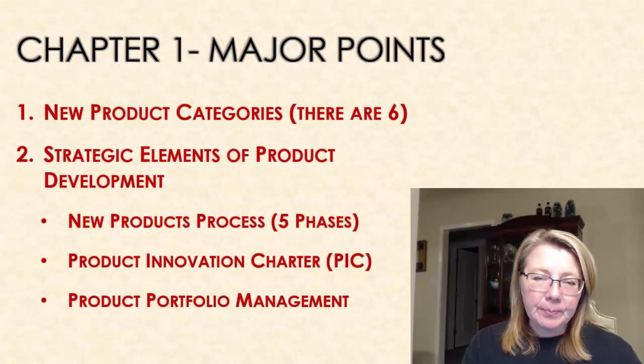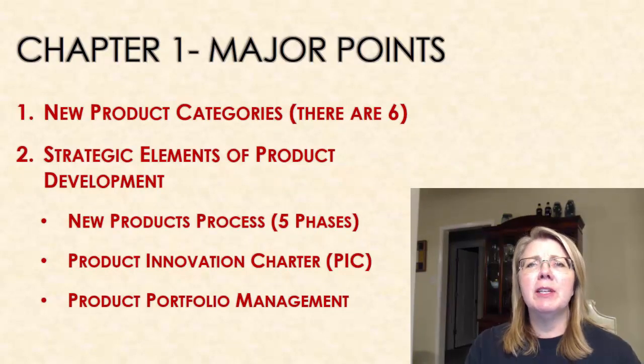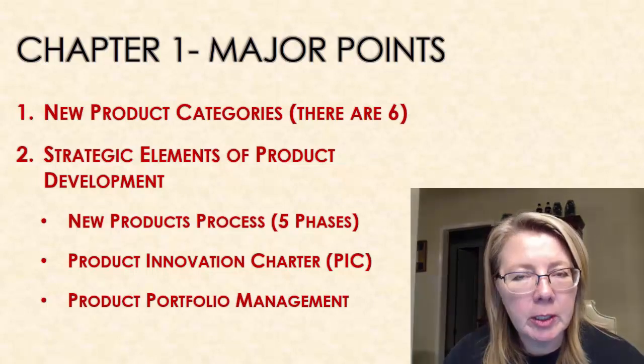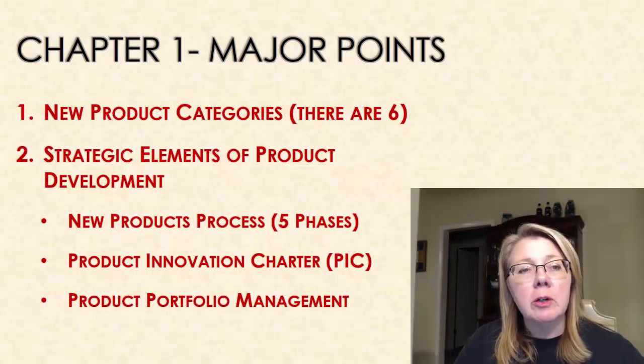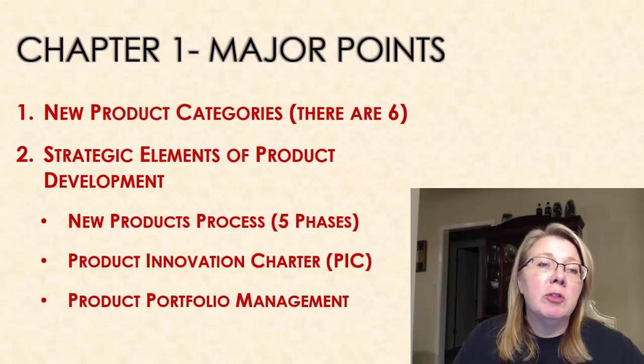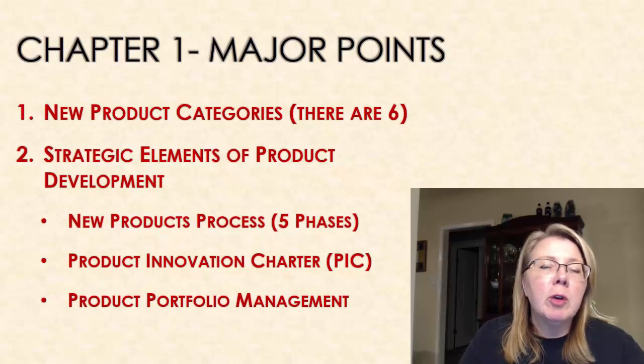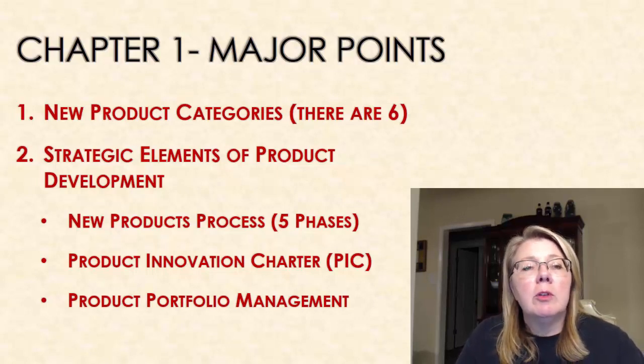Really, there are just 2 major areas you need to be sure you know. There are 6 different categories of new products, so I want you to know what those are. And then I want you to know what the 3 different areas of strategic factors for the new product development process are.